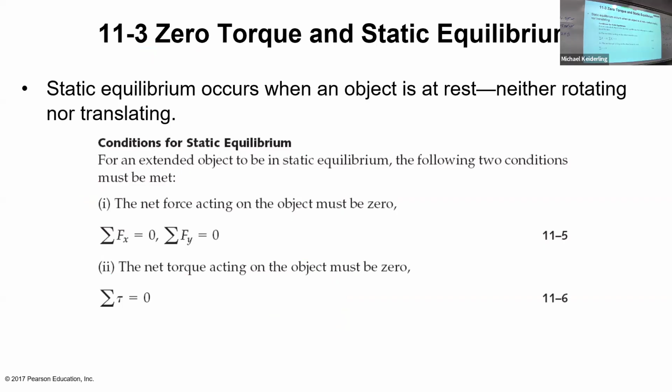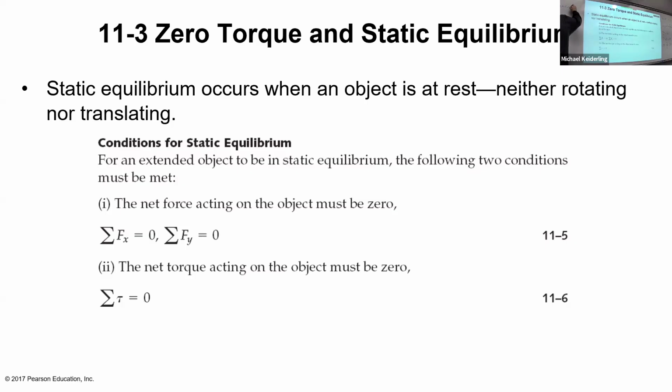Now, much like we had problems with force where things weren't moving, where we had translational equilibrium and all the forces canceled out, there's what's known as static equilibrium. That's the more general version of translational equilibrium, where an object is completely at rest. It is neither rotating nor translating. And if you have something in static equilibrium, it has this nice property where the sum of all the forces is 0 and the sum of all the torques is 0.